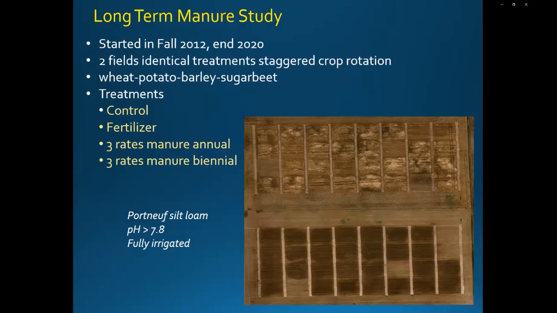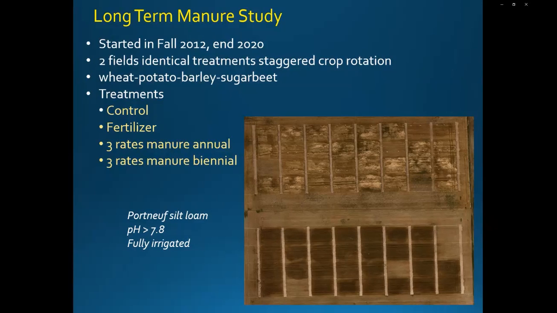So the long-term manure study was a study that we started in the fall of 2012, and the official end of the study was this year, right now, 2020. So we have two identical fields, as you can see in the picture on the side here. And the difference between the fields is we staggered the crop rotation. So the north field was wheat, potato, barley, sugar beet, and then in the south field, we started with barley instead.